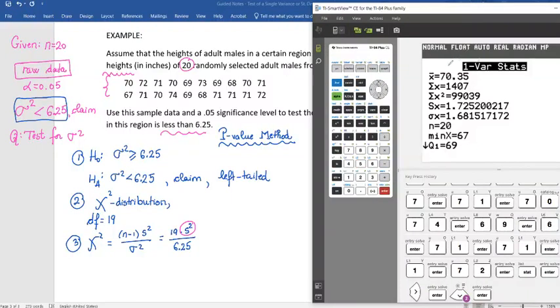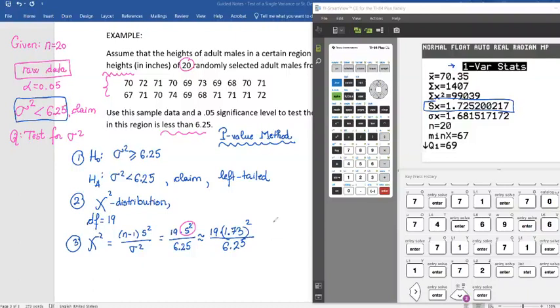Don't forget about the one variable stats that gives you all the information, and just pick the ones that you need. This is the S. If you want to carry more decimals, your answer will be more accurate. I will carry 2 decimals for S just to be consistent with sigma squared. So I will simply plug in, and of course I will estimate then 19 times 1.73 squared divided by 6.25. So keep in mind, this is S, you need to square it. This is sigma squared. You don't need to square that because it's already squared.